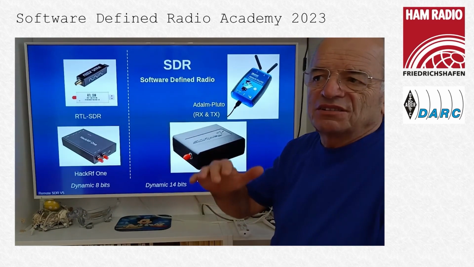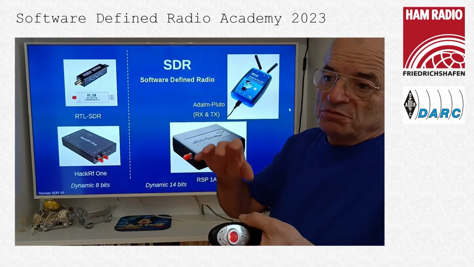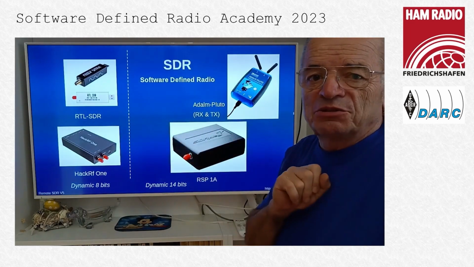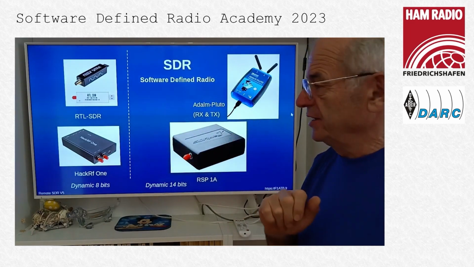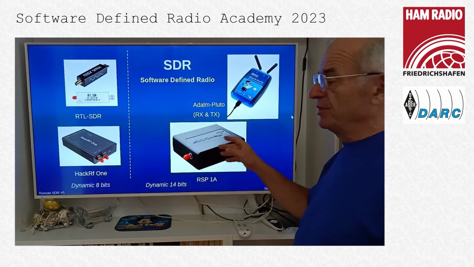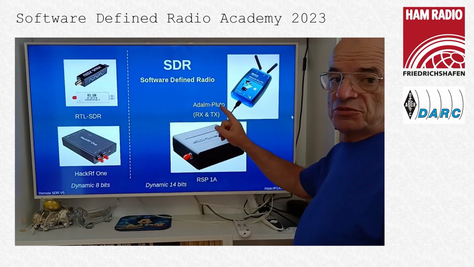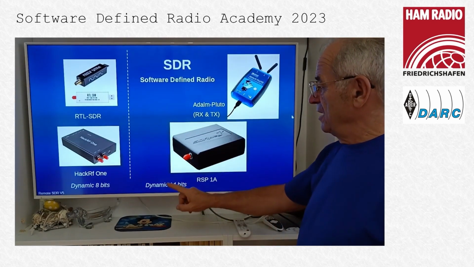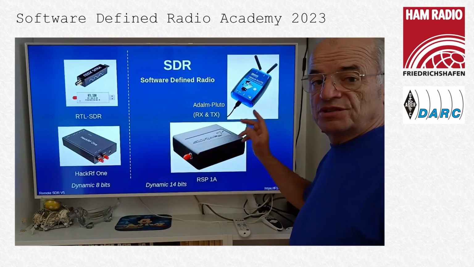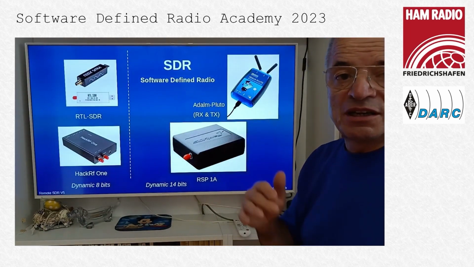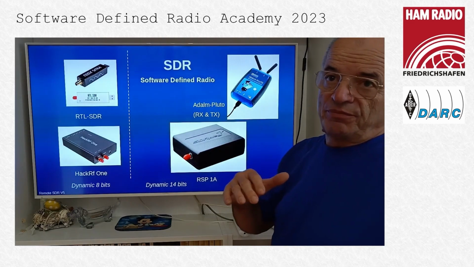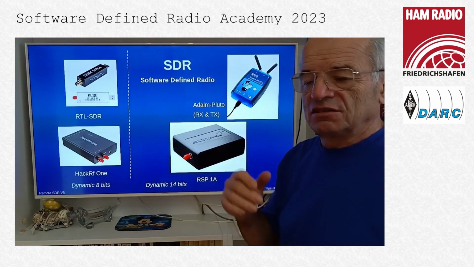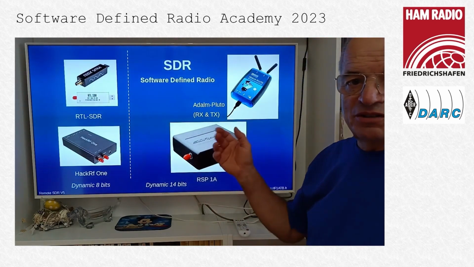So the total signal, the difference between the minimum signal and the maximum signal at the same time, is limited due to this 8 bits only. If you want higher dynamic, we have the Adam Pluto, for example, which can work in TX, well known in the ham domain, and the RSP1A. Both have better dynamic to cover, in a better way, let's say, the small signals and high signals arriving at the same time on the antenna.